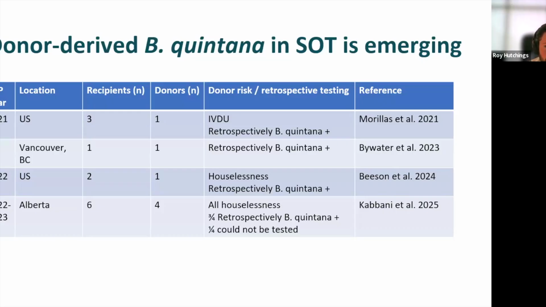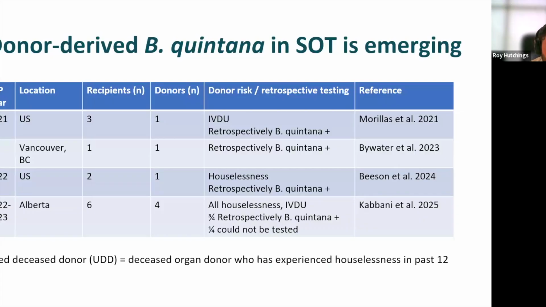And going forward, I'm going to use the term UDD, or unhoused deceased donor, just as a shorthand to describe deceased organ donors who had experienced houselessness within the last 12 months, as this seems to be the common risk factor amongst these cases.